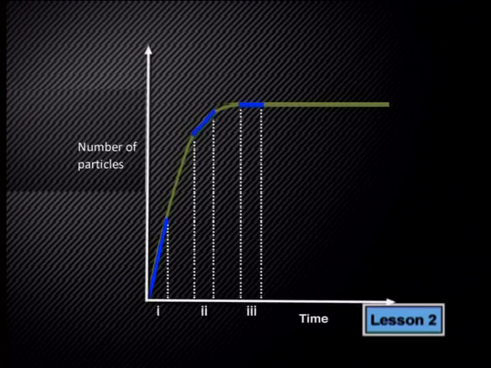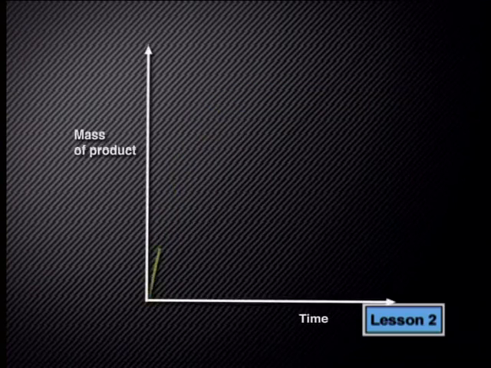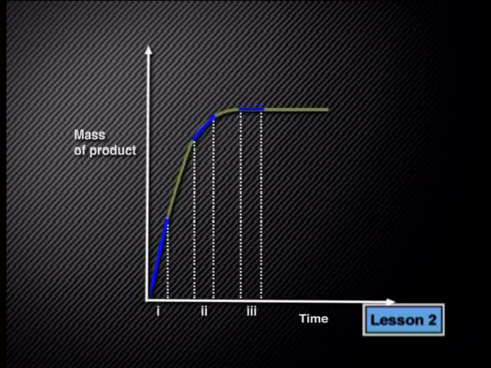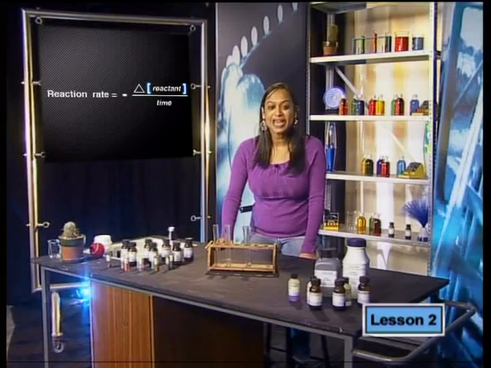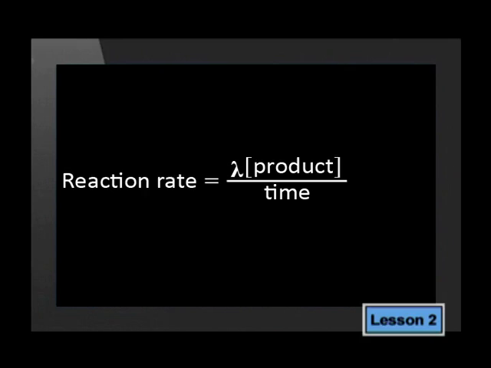We used a graph that plotted the number of product particles against time. We could also have used mass of products, moles of products, or concentration of products. We can use any of these graphs to calculate the reaction rate, or we can use the following formula. Reaction rate equals the change in the concentration of a product over time. We use square brackets to indicate concentration.